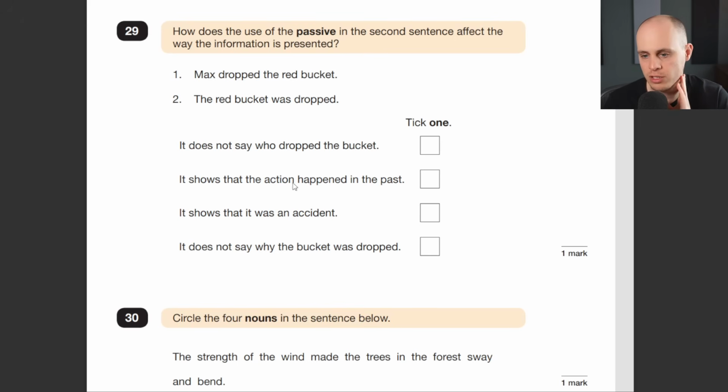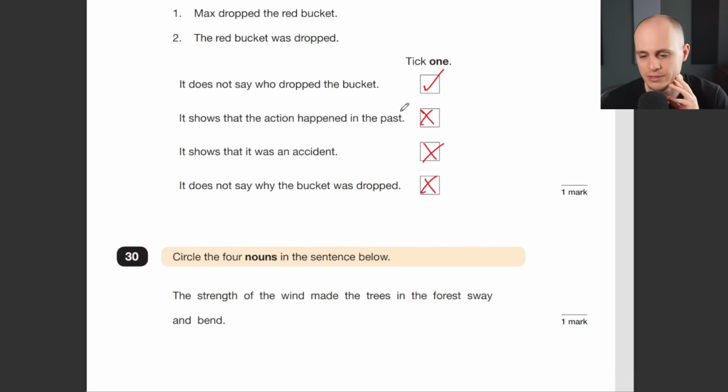Watch. It shows that the action happened in the past. I already knew that. Remember, this is about how it affects the way it's presented. Basically, how does it change what the first sentence already tells us? Well, they both tell us it's in the past, so it doesn't change that. It was an accident. Neither of them tell us whether it was an accident or not. It does not say why the bucket was dropped. Neither of them say why the bucket was dropped. So you can answer this with common sense. The only thing that actually is different now is the fact that it doesn't say who dropped the bucket, but it does in the first one. So there you go. We're going to come on to active and passive a bit later because it comes up in the test. I'll actually teach you a bit about it.